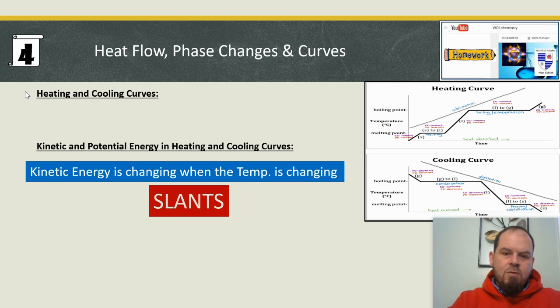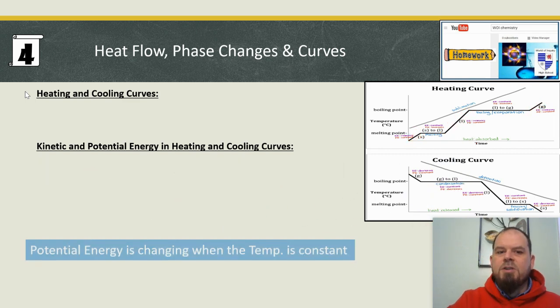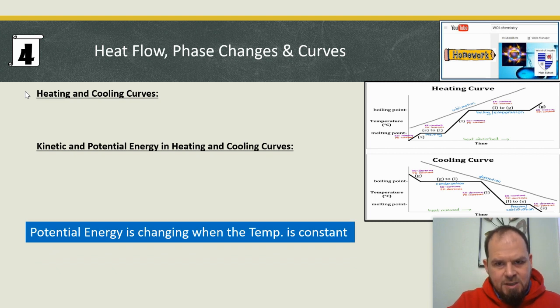The kinetic energy, of course, is when temperature is changing, because kinetic energy is heat. When the heat is changing, the temperature is the measure of that heat, so that will also change, right? So this is going to happen on the slants. That's these guys. See the 3 slants in the graph? Those are the 3 slants. Notice where we've got temperature on the y-axis. So when that is changing, the temperature is changing, therefore the kinetic energy is changing.